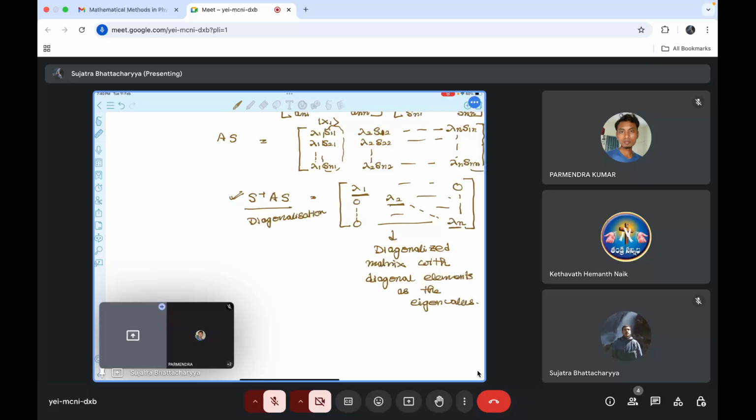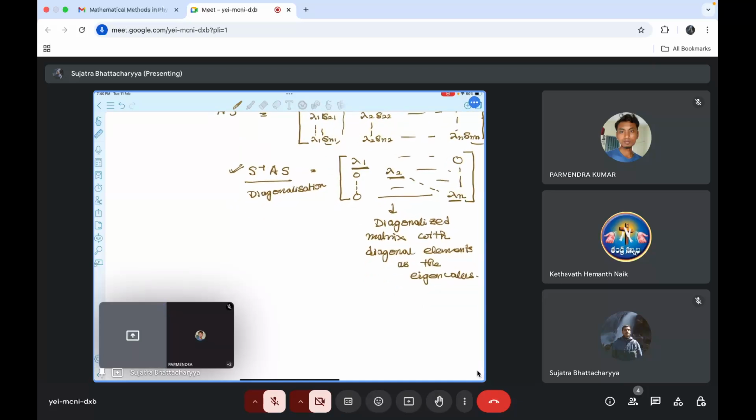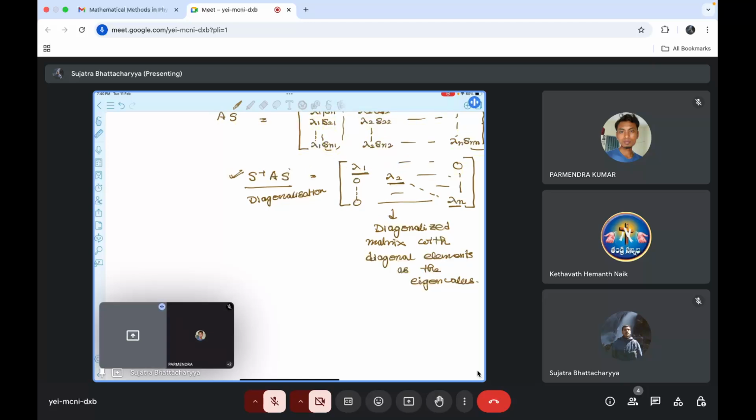Only thing required is that you need the eigenvectors of that matrix. If you have the eigenvectors, you do this diagonalization technique, and you will get this matrix with the eigenvalues as the diagonal elements. Okay, so this is what it is, and you can see that this is nothing but another similarity transformation. Right? We have already discussed similarity transformation.